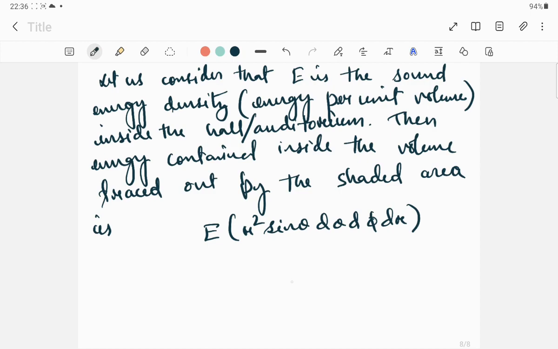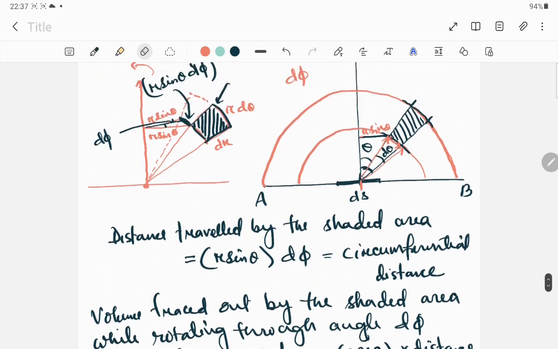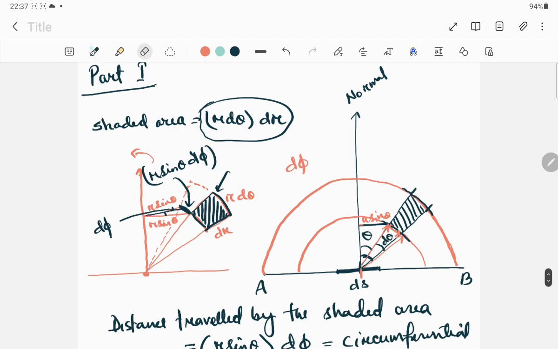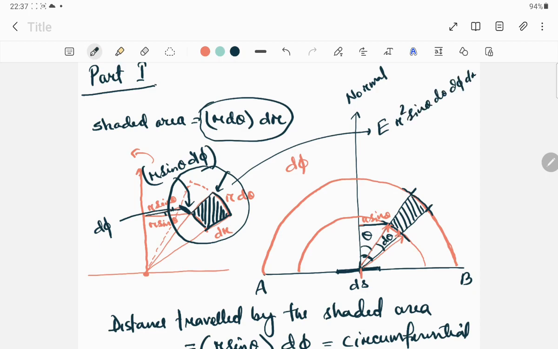But this sound energy is inside this. Let me go back to the diagram again. So that means the sound energy is emitted by this area, the sound energy is inside this area. What is the sound energy inside the area? E r square sine theta d theta d phi dr. And this sound energy is emitted in all the directions.